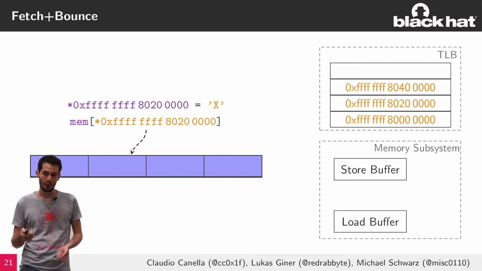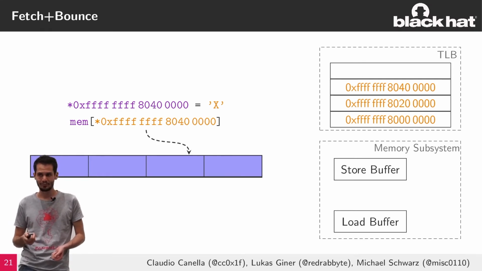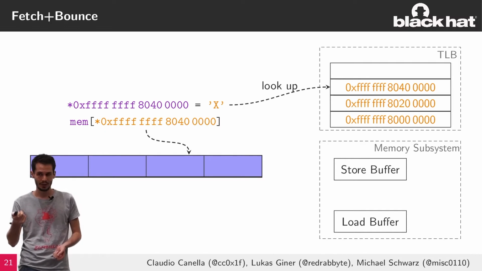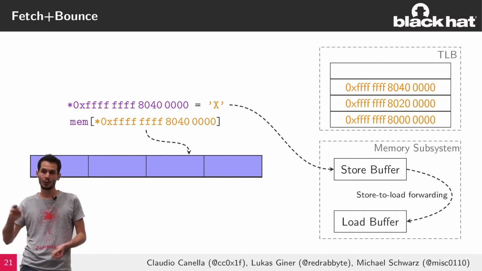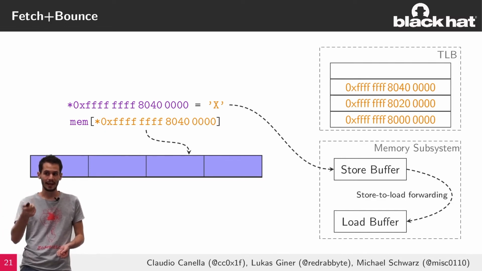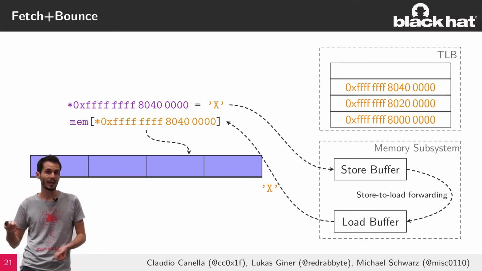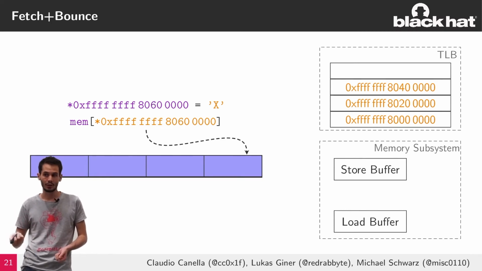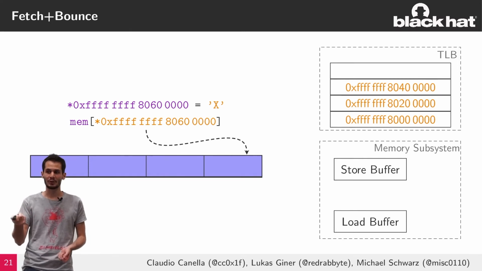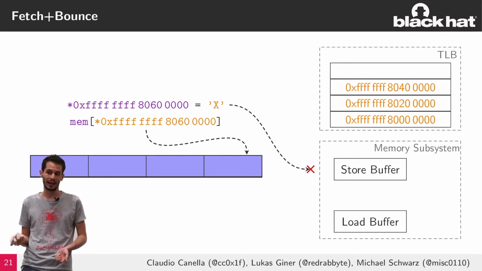But for a third address, there is already a TLB entry. And so when we try it now, we get a store buffer entry, we get forwarding, and in our next address, we get the X back. And so now what we've learned is that recently this page was actually used by the kernel. And so that's a new attack primitive here. For the last page, again, it's not mapped, and so we get nothing back.